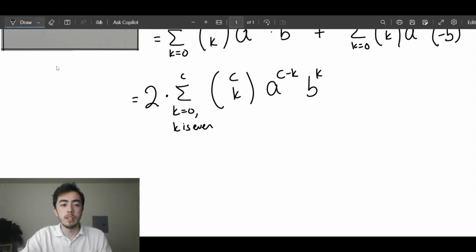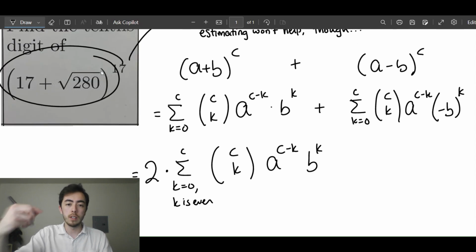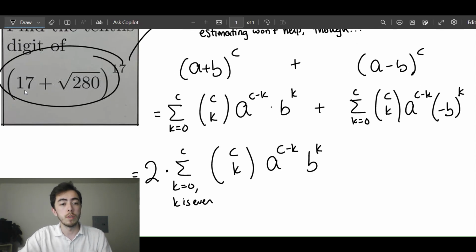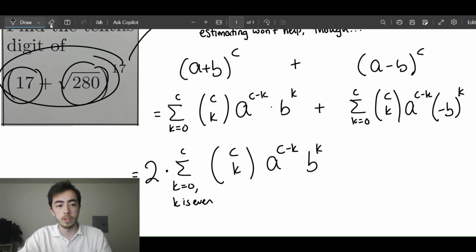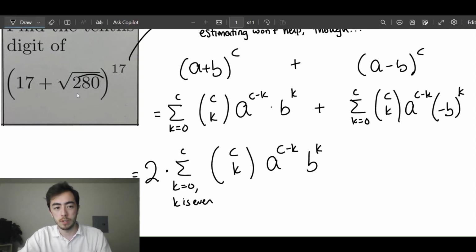And it's a little bit more trouble when we finally substitute in the actual values that we're using today, the 17 and the square root of 280, because this isn't a perfect square. So this is an irrational number.